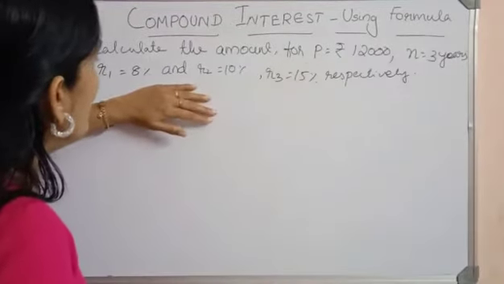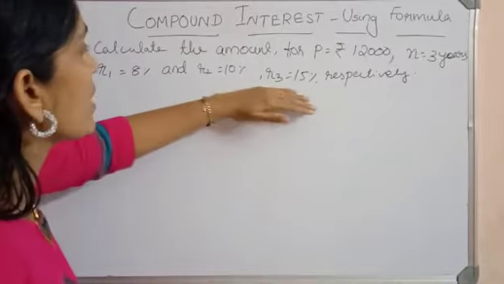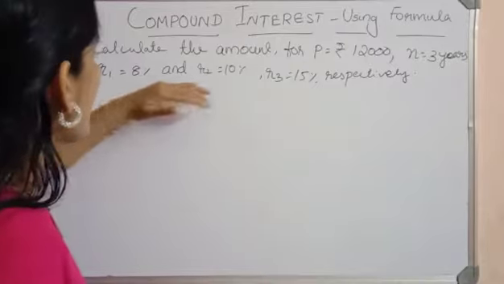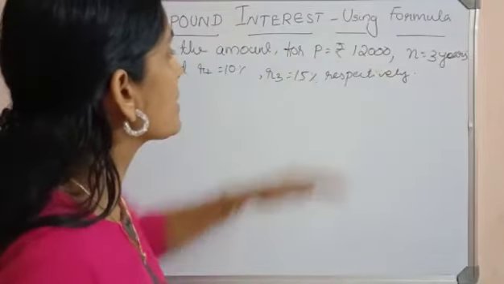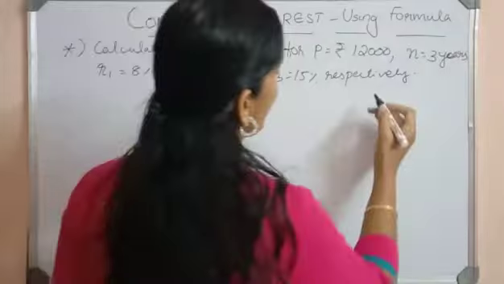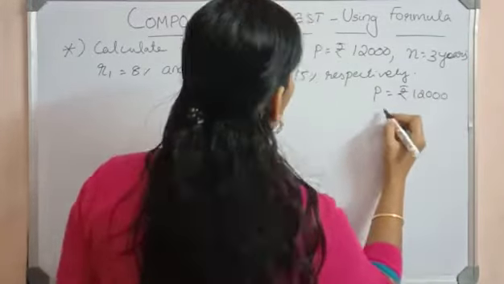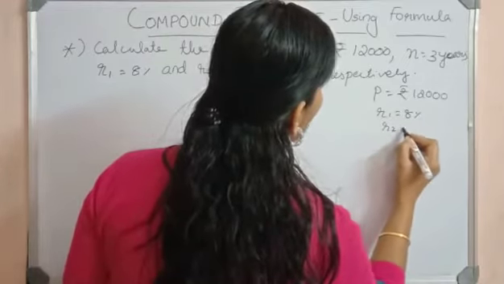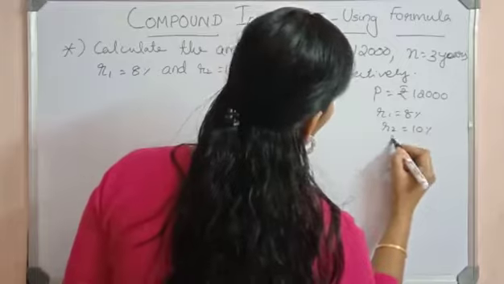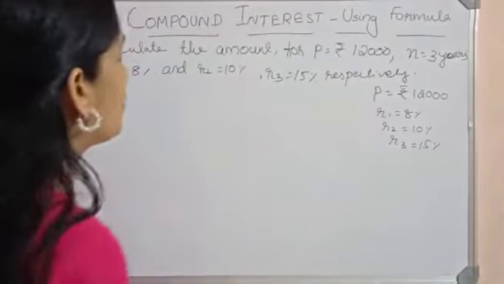Consider another question where the rate of interest for 3 successive years are given. R1 is 8%, R2 is 10%, R3 is 15%, and the principal is 12,000 rupees. Let's write off the data. P is equal to rupees 12,000. R1 is equal to 8%, R2 is equal to 10%, and R3 is equal to 15%. Here we need to calculate the amount.